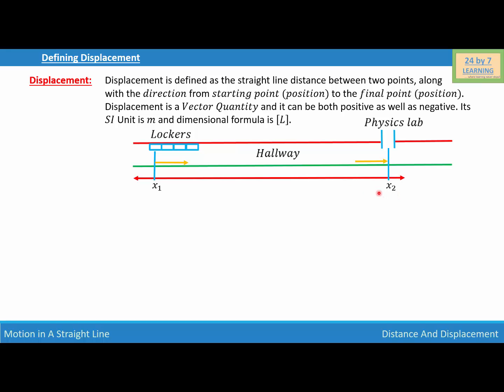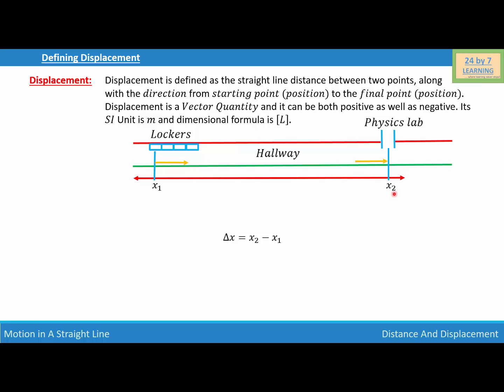So basically, how much did you travel? You traveled from x1 to x2, and if I write a mathematical expression for that, I will write change in position is equal to x2 minus x1, because I started at x1 and I end at x2.